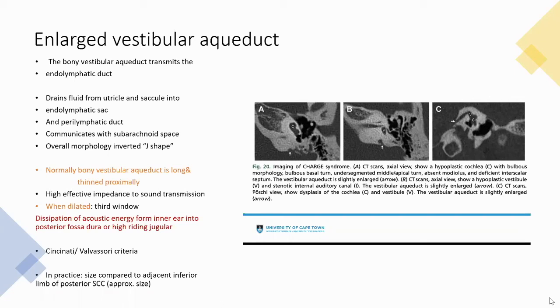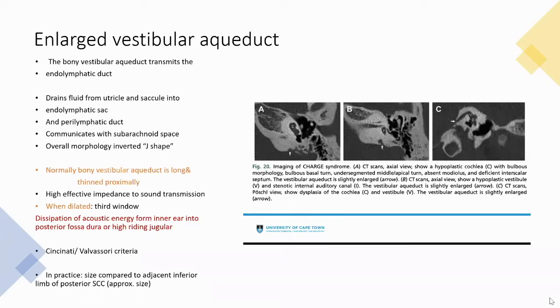Now, normally your bony vestibular aqueduct is long and thin proximally, so it's really effective with regards to impedance to sound transmission because it's long and thin. But when it becomes dilated, it creates this kind of third window, and you have that dissipation of acoustic energy from your inner ear to your posterior fossa dura or even a high-riding jugular.